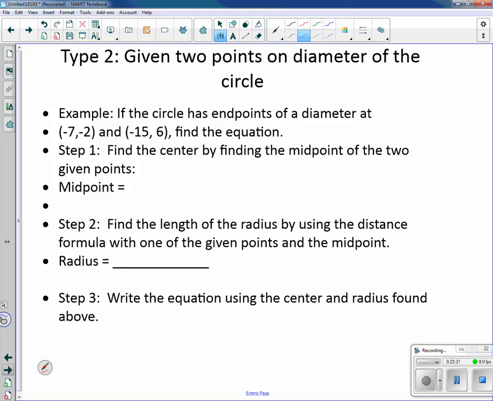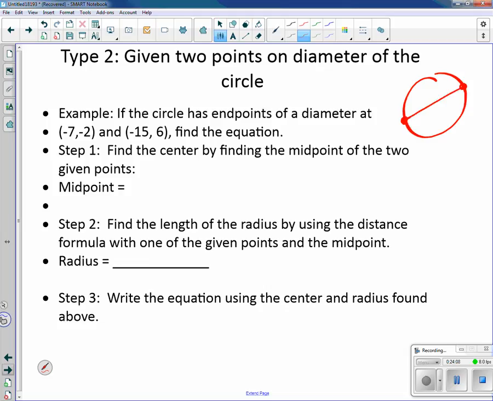Now, here is example situation number 2. There's 2 different situations. One was if they gave you the center and a point on the circle, which means they didn't give you the radius. Let's look at this one. If the circle has an endpoint of a diameter at (-7, -2) and (-15, 6), find the equation. So here's my circle. They're giving you this point and this point.